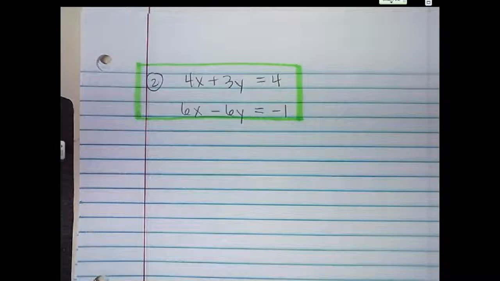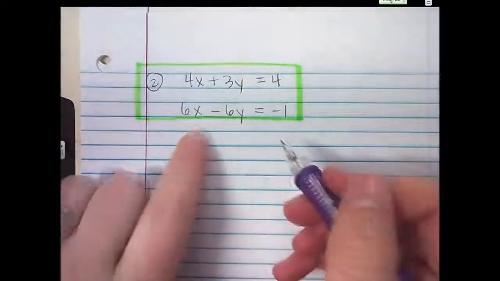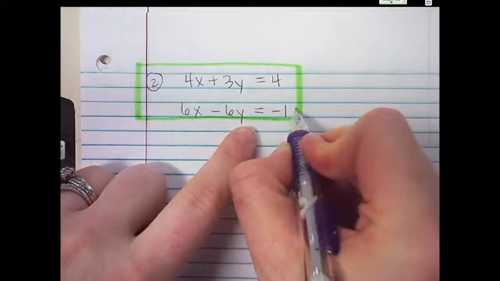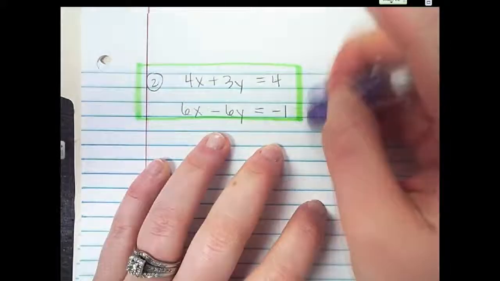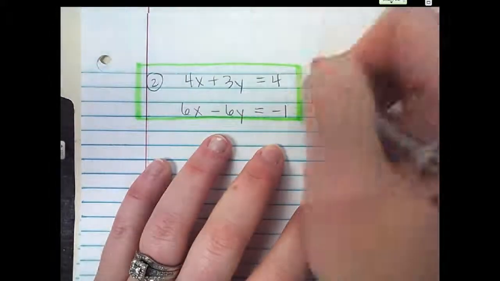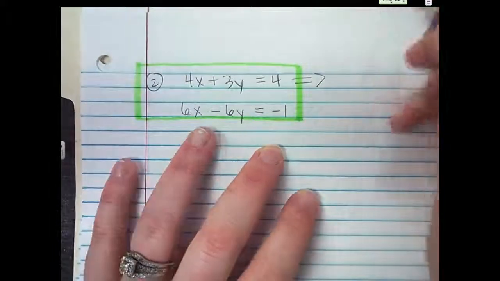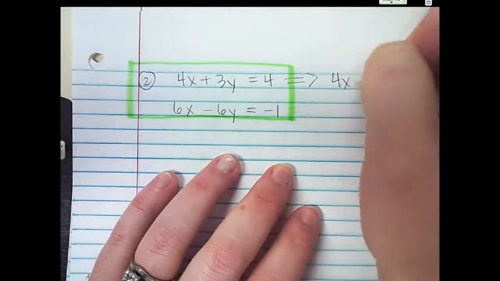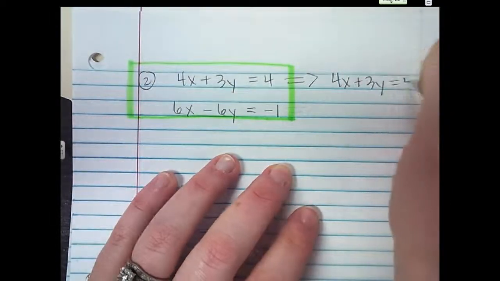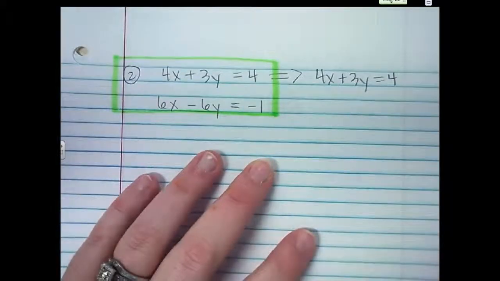Okay, so on this one, there's no easy equation to pick and solve for x or y. So which one do you want to do? The bottom one? Okay. The top one. I think you picked the hard one. Okay, so on the top one, guys, listen. 4x plus 3y equals 4. You want to solve for x or for y?